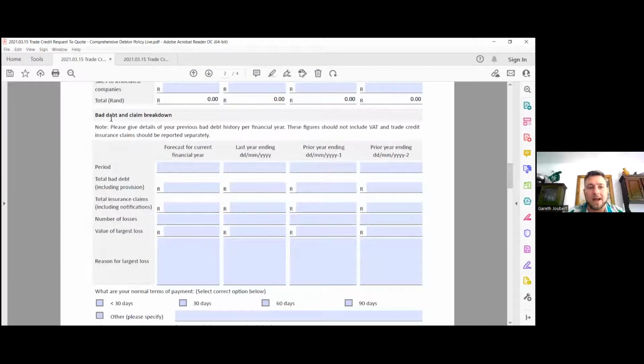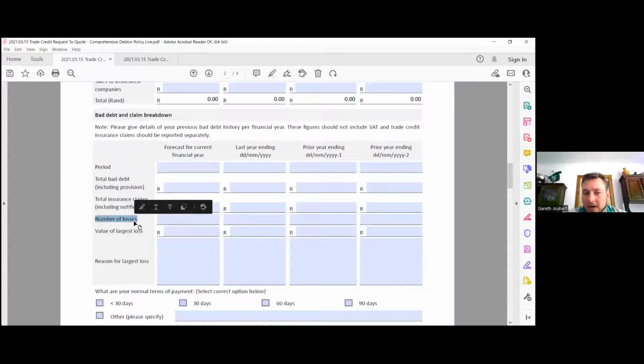Okay, then from a bad debt and claim breakdown, same period linked to above. Do you have any bad debt provisions? Have you got an insurance claim? The reason why we've included both of these is because sometimes policyholders are quite selective in whether they consider something an insurance claim or consider it a bad debt, right? Or they're saying, oh, we're only providing for it, so we're not going to include it in the numbers. We want to know what those numbers are.